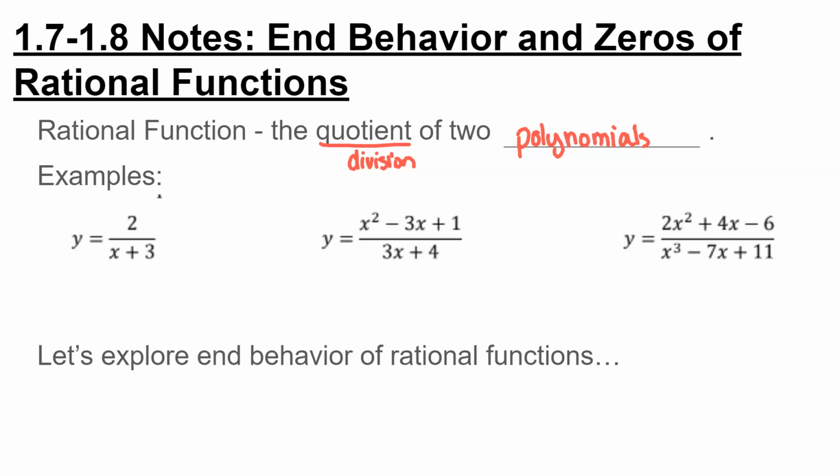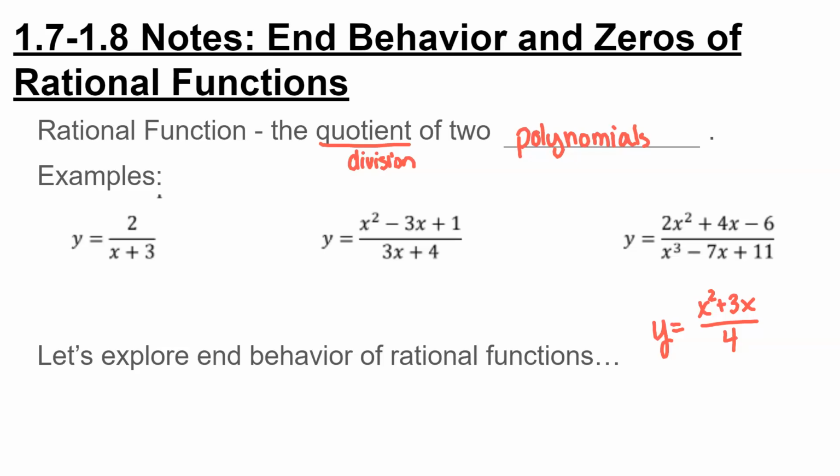So, examples of rational functions, you could have something like 2 over x plus 3. You could have x squared minus 3x plus 1 over 3x plus 4. They can just get as complicated as you want. Something to watch out for, like if I have y equals x squared plus 3x over 4, is that a rational function? It is not.